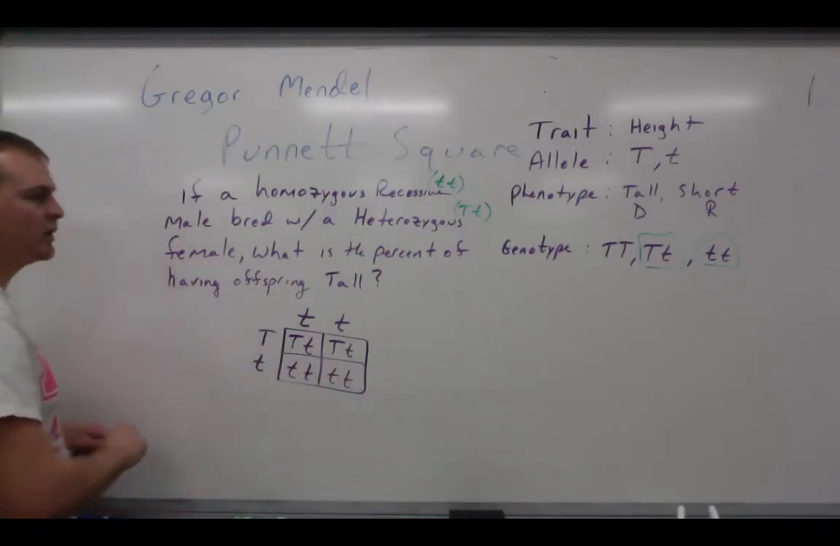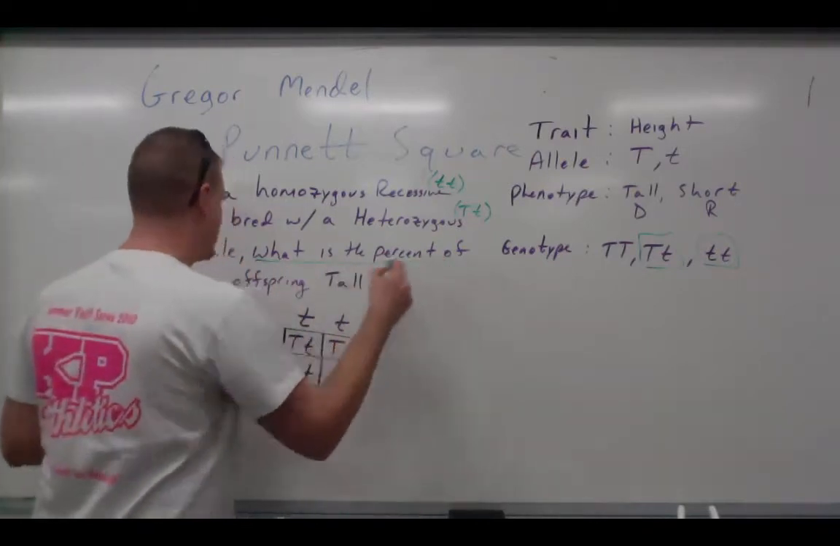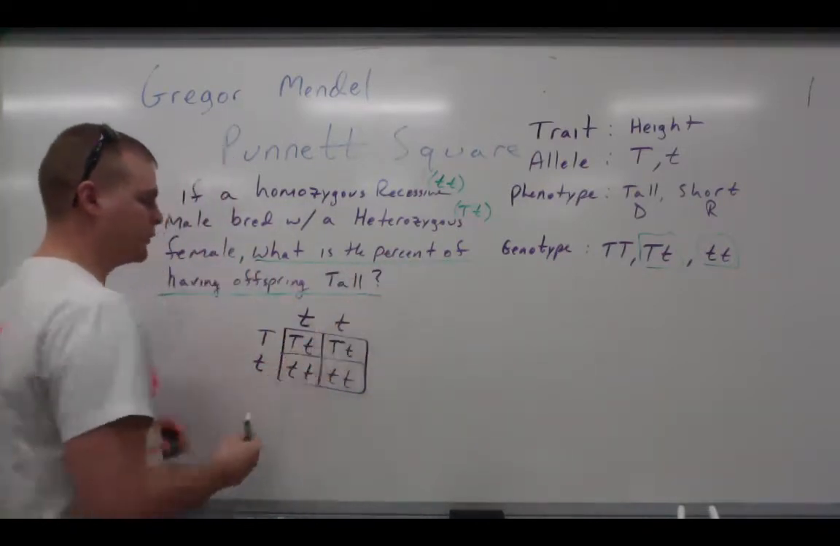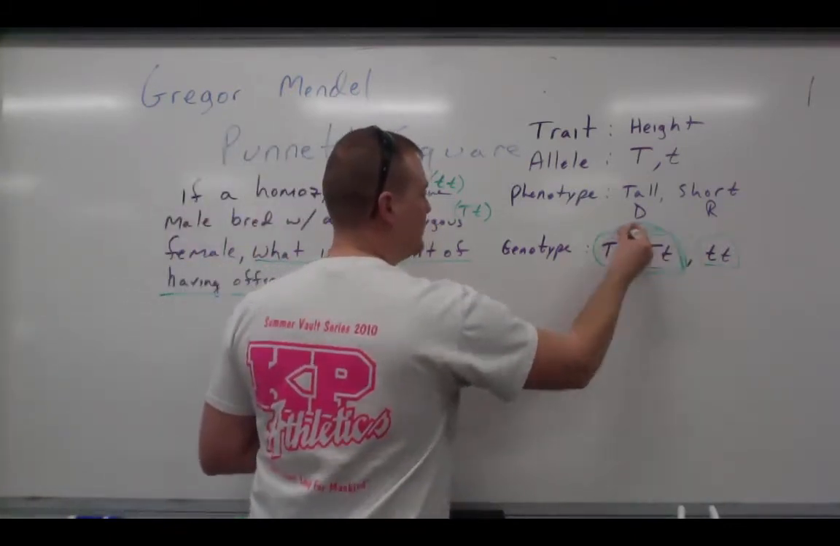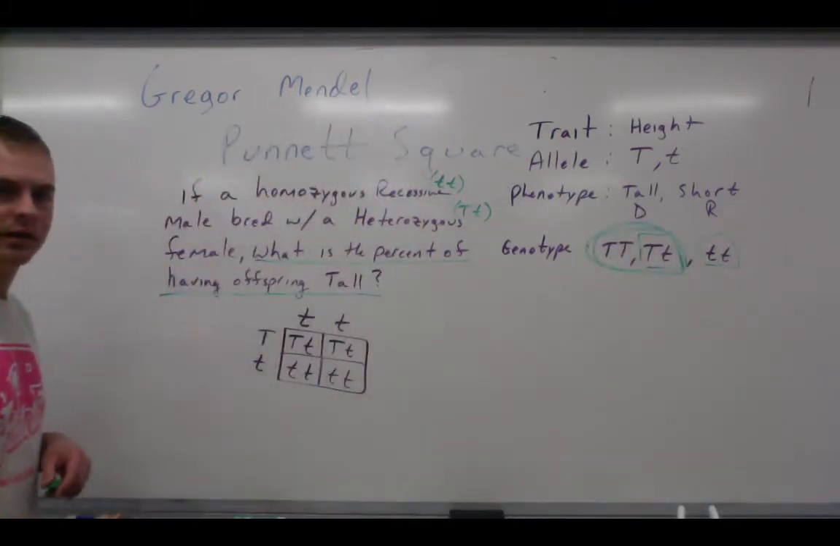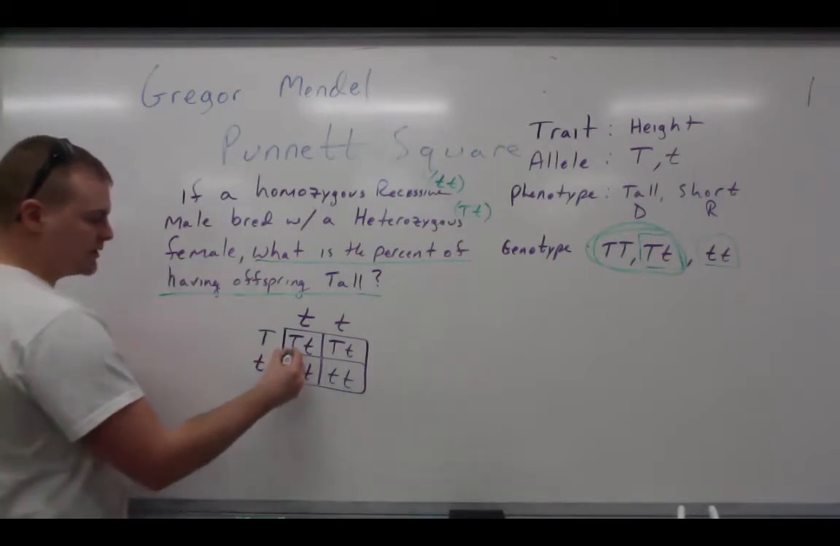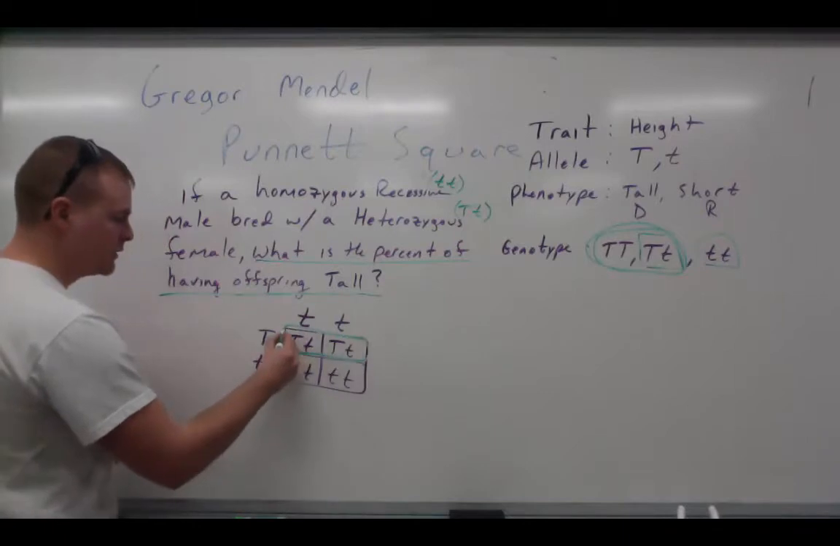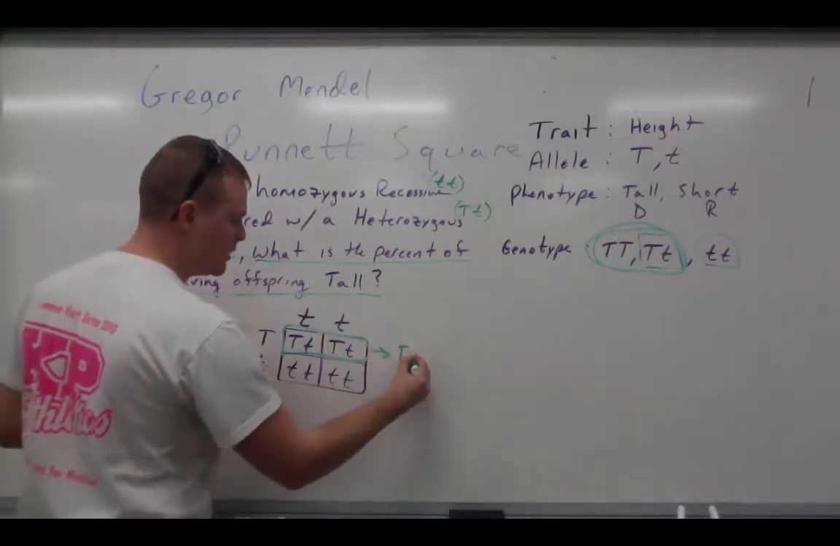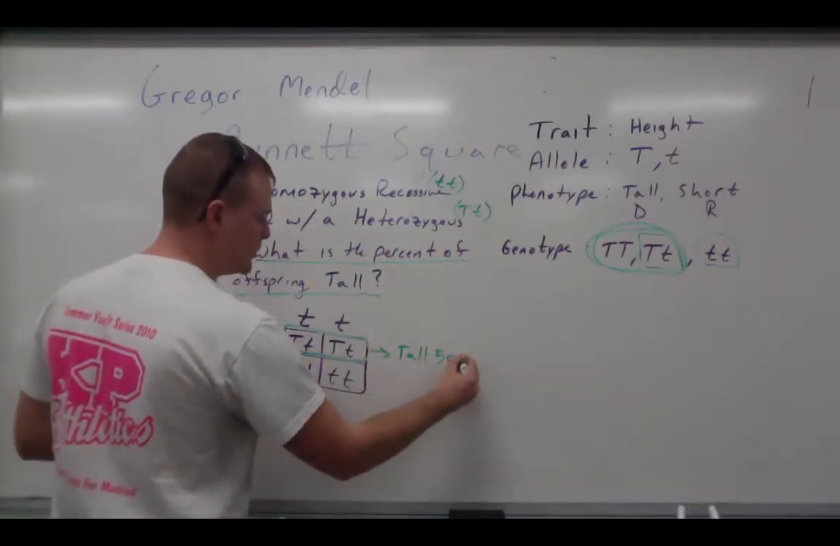And the question here was, what's the percentage of having tall offspring? So what is tall? Well, tall could be big T, or big T, little t. And so I count these up. So I have 1, 2. So these are possibly tall. So that could be 50%.